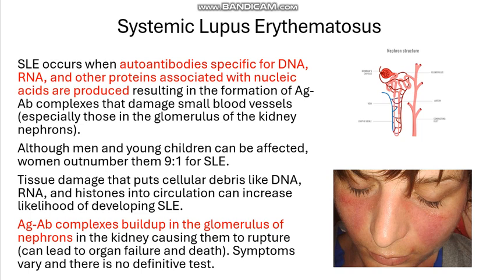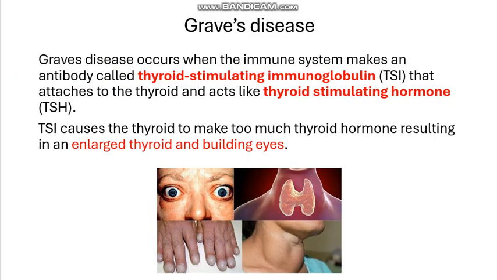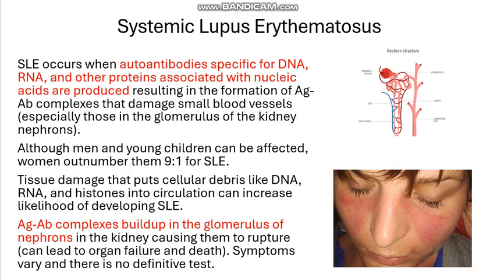Okay, continuing on the topic of autoimmune diseases, we're going to take a more in-depth look into one of them today. Last time we had a bit of a look into Graves' disease. In this one, we're going to have a look at systemic lupus erythematosus, or SLE for short.